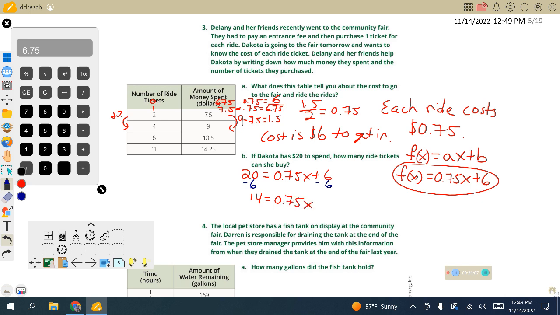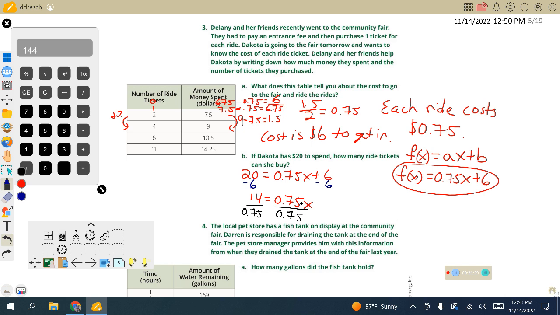0.75. So we've done a little bit of equations work. How do we get rid of that 0.75? What's the inverse there? Add, multiply, divide, subtract, what are we going to do? We are going to divide, because what's in between that 0.75 and the variable? There's multiplication hiding there. And now we go to our calculator. What's 14 divided by 0.75? How many rides can we do?